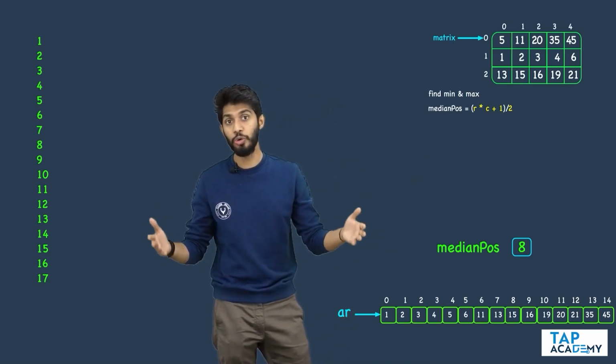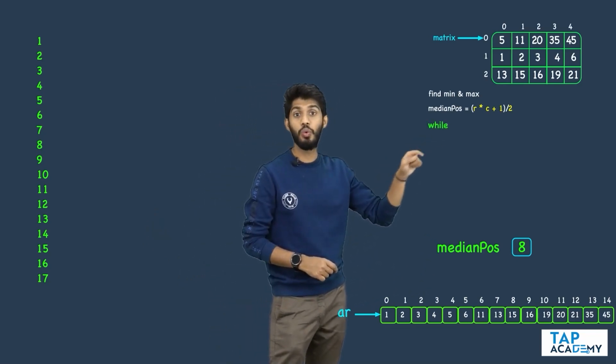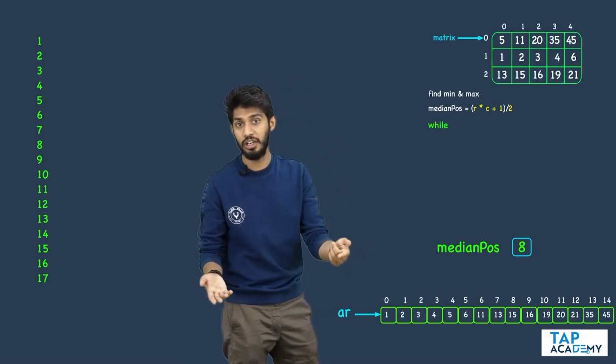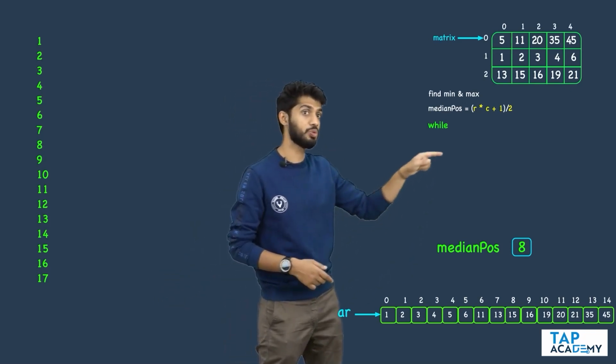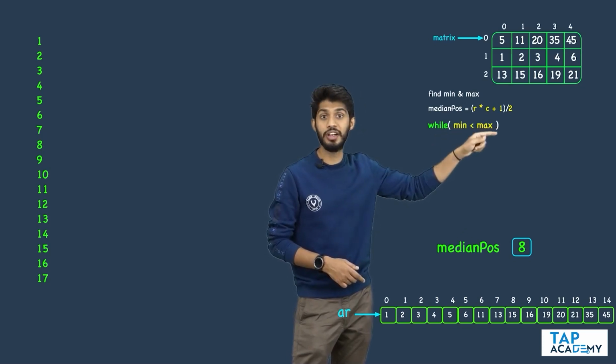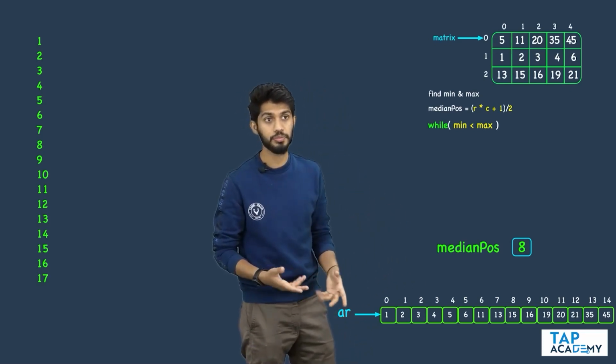So if you want to do binary search, you need one while loop. So I'll just write while. Next, what is the condition that I will be writing? The condition is low is less than high. Instead of writing low is less than high, I will write min is less than max, because min is my low, max is my high.